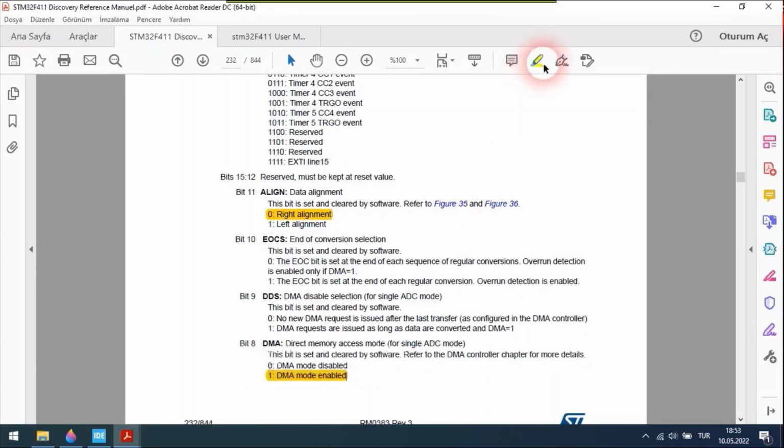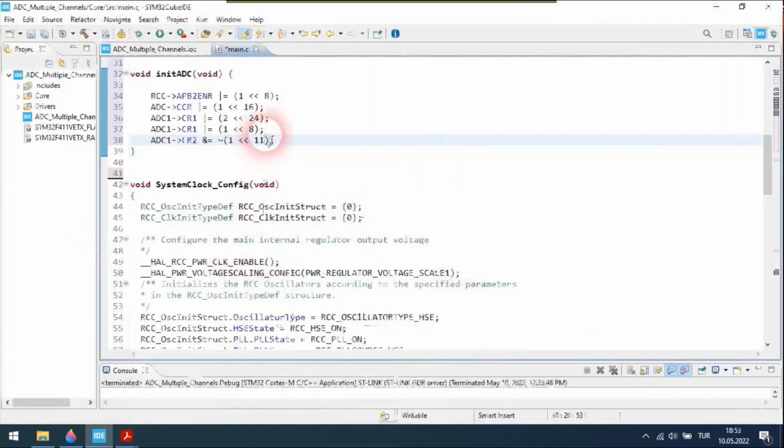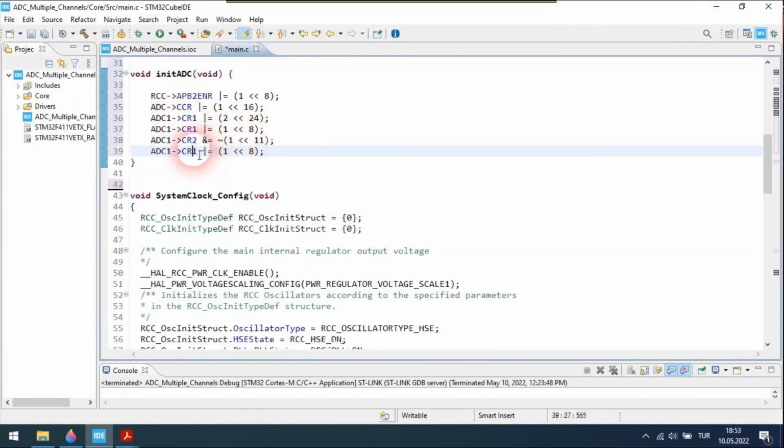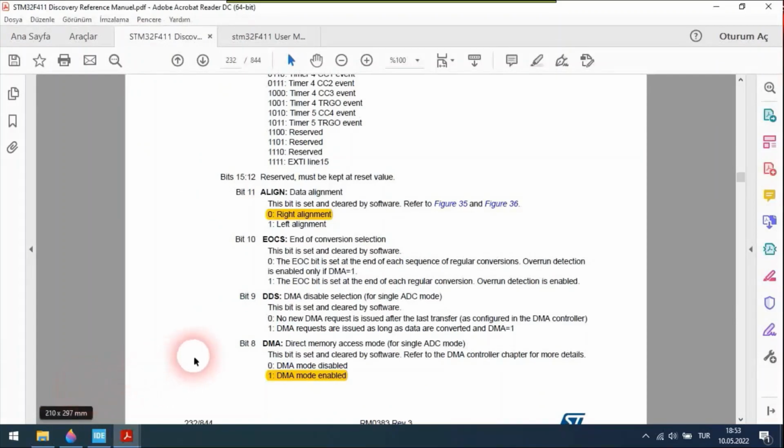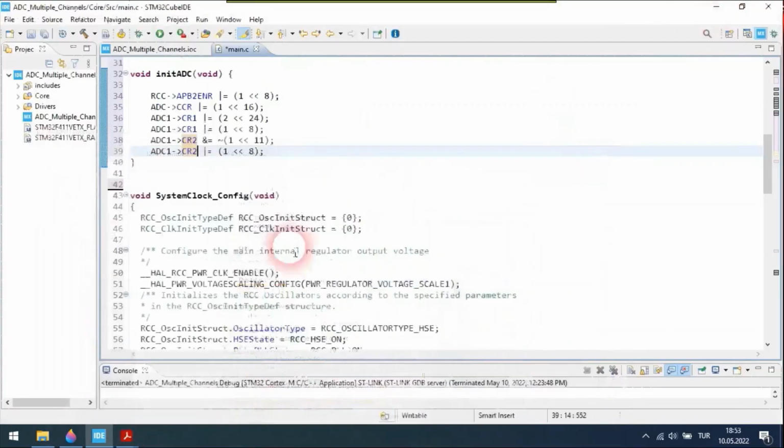Of course enable DMA mode. If you don't enable this bit, you can read values only once. But if you enable it, as long as new conversion completed you will be able to read new values.